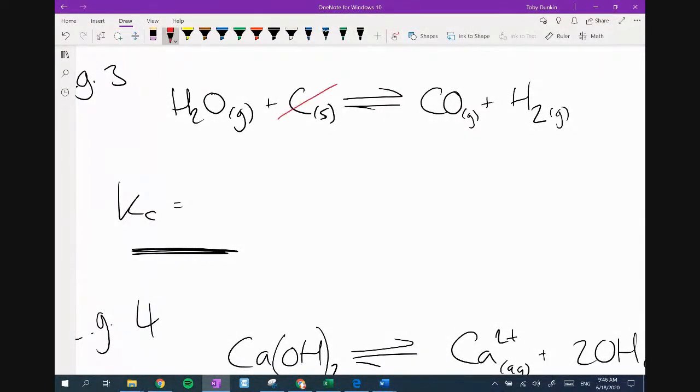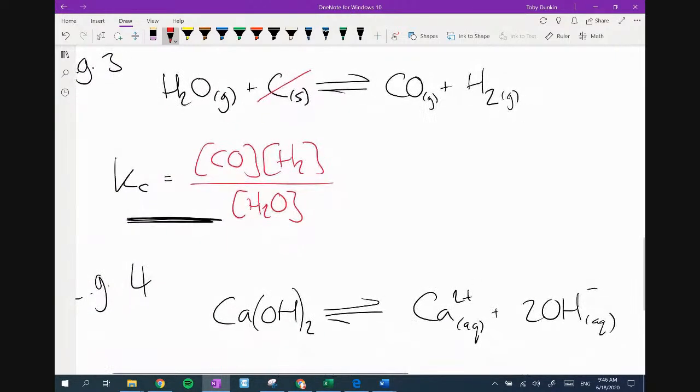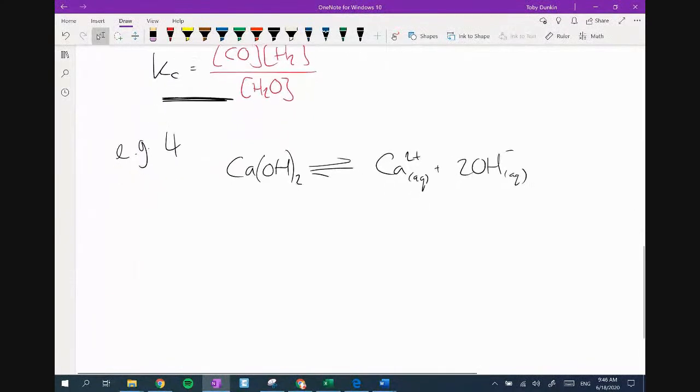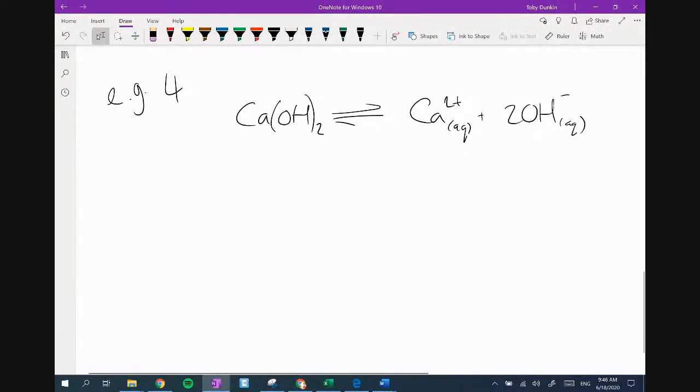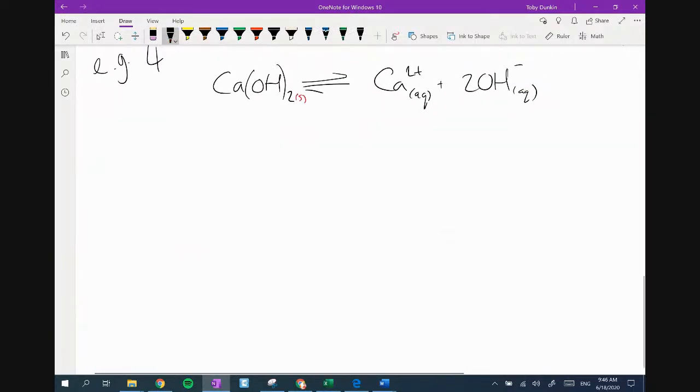So this one, of course, the carbon's not going to appear. So products, over H2O concentration, all to the power of 1. So the carbon no longer appears. This one's much more entertaining. By the way, sorry, that's a solid, I apologize. So Kc for this one, did I just do that in red? Didn't really mean to do it in red, it's fine.